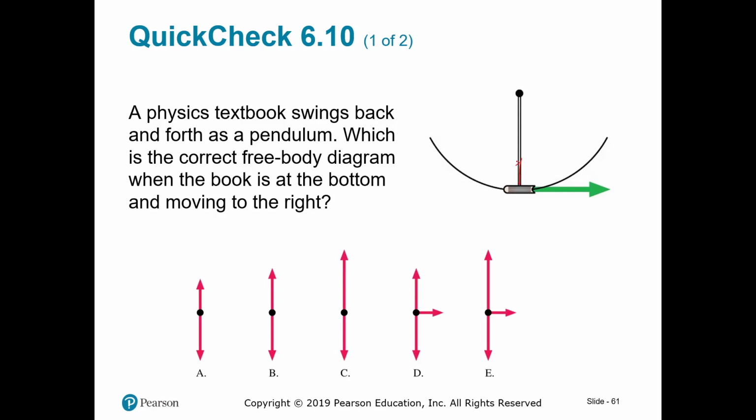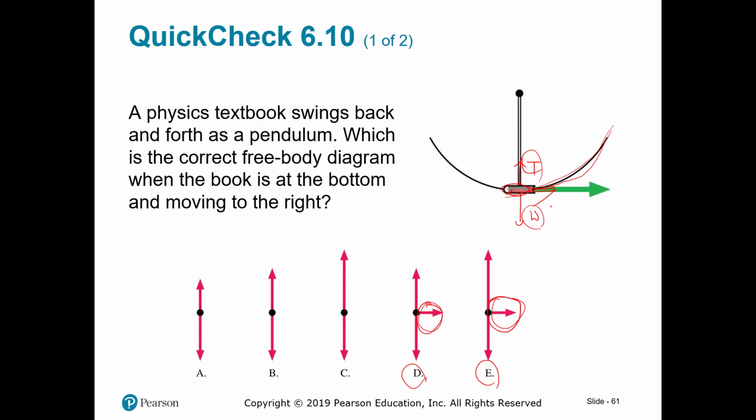Of course, tension acting upward. Of course, weight acting downward. And these two are the only forces acting on this book. Don't assume there's one additional force acting horizontally. You probably choose D or E because the book at this moment is moving to the right in order to have a circular motion, right? But again, you don't have a circular motion because of this side force.